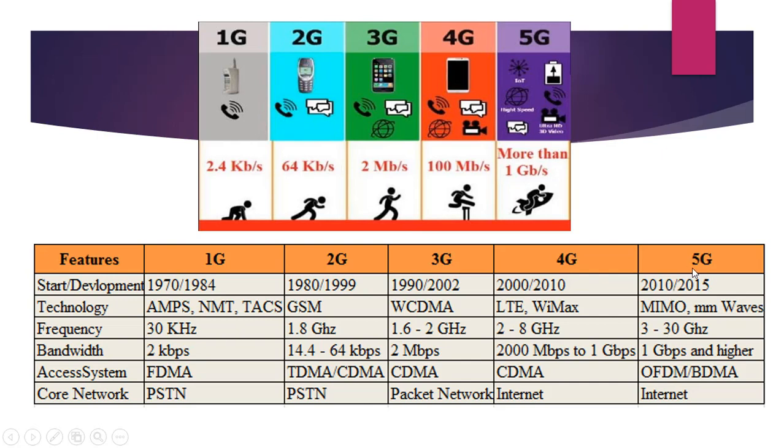And then finally we have the 5G generation, and we do not have it right now. Its phase was developed, meaning our scientists have been working since 2010, and still it is a matter of research and technology. It uses MIMO and millimeter waves, frequency is up to 3 to 300 gigahertz, and you should be getting 1 Gbps or more. Okay, and the access system will be OFDM or BDMA.